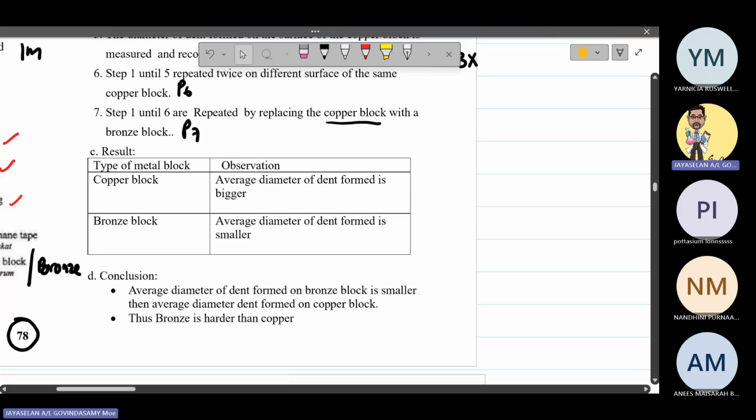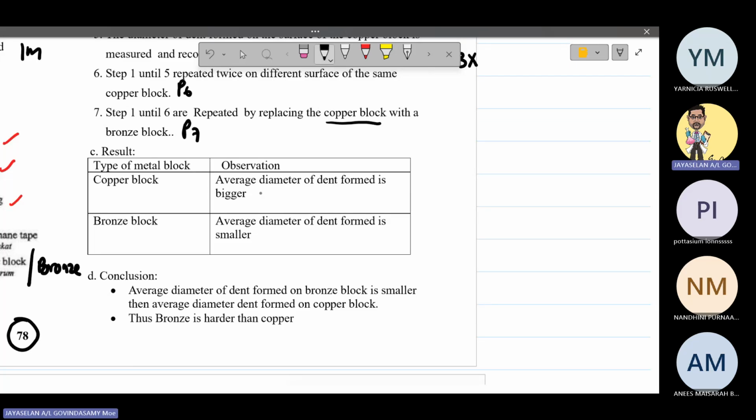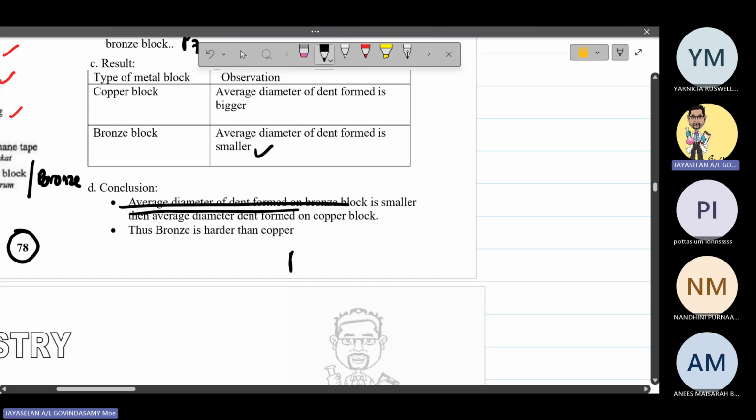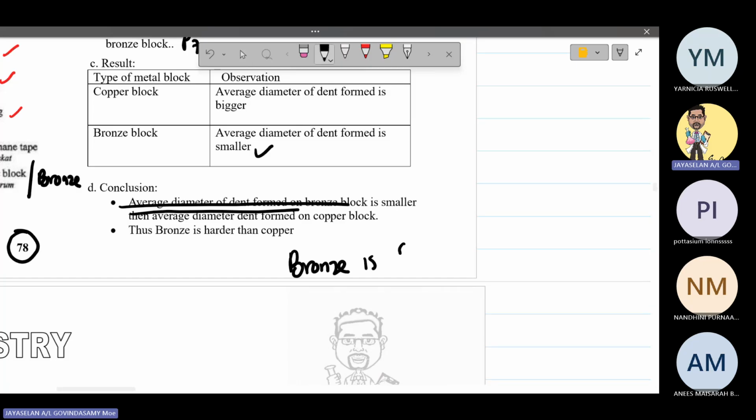Then your observation is very simple. The average diameter of the dent formed on the copper block is bigger, and on this one it is smaller. Inference is very simple. No need to write this. Bronze is harder. Do not write like this, you lose your marks. Bronze is stronger. Even in the trial, a lot of students wrote like this, right? Stronger than copper block, wrong. Cannot use stronger. Must use harder.